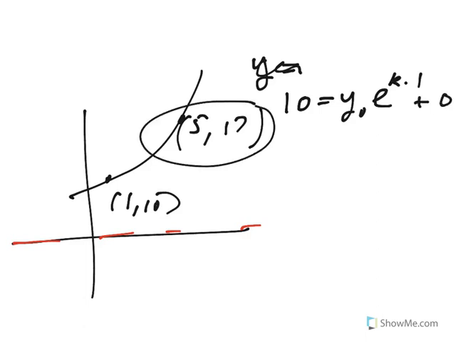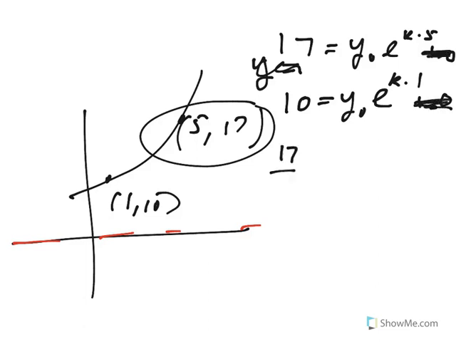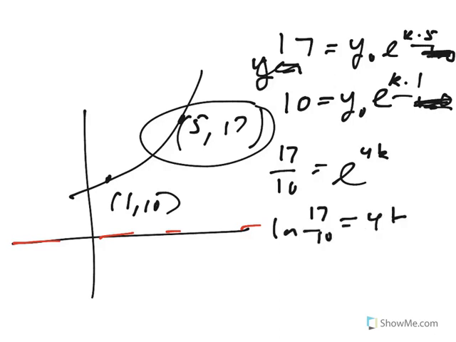And I like to put the one with the higher x value on top, so 17 is equal to y0 e to the k times 5 plus 0. Now if this wasn't a plus 0, I'd have to subtract from both sides, but since it is a plus 0, I can ignore it. Then you divide the two equations, and the y0's cancel out. You get e to the 5k minus k, which is 4k. We get ln of 17 over 10 equals 4k. And then you divide by 4.